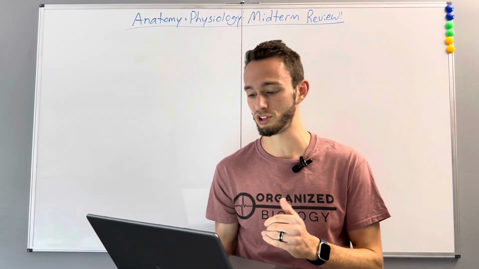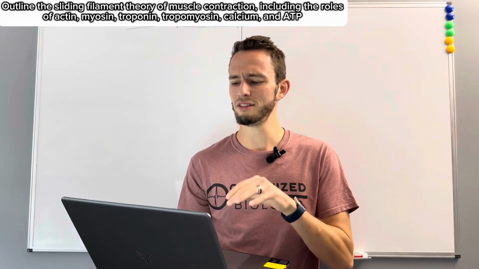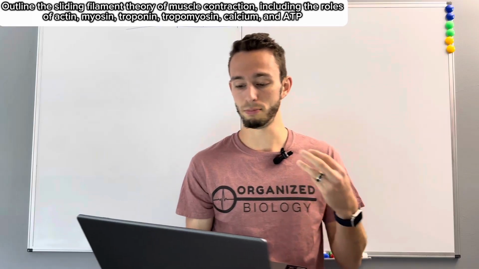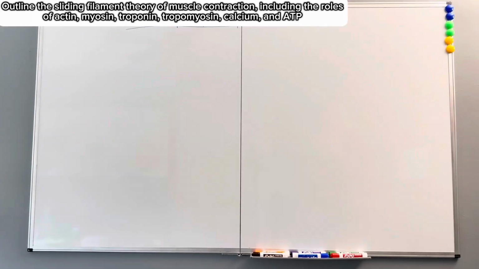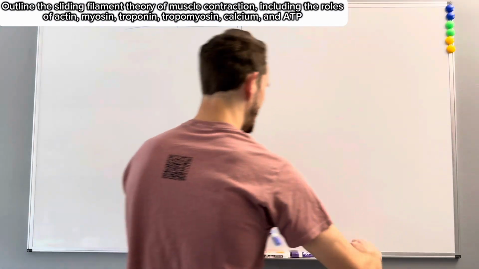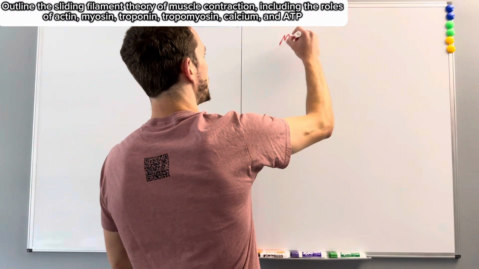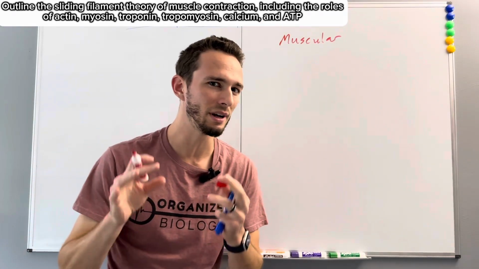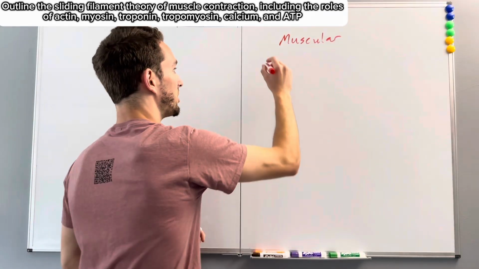The muscular system. So outline the sliding filament theory of muscle contraction, including the roles of actin, myosin, troponin, tropomyosin, calcium, and ATP. Now this is a very multi-dimensional question, y'all. So we are in the muscular system, and we're talking specifically about the sliding filament theory.